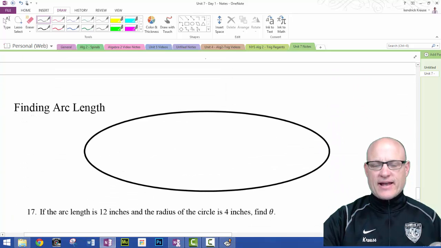And finally, at the end of this video, we'll talk about arc length. That's just the distance on the circle. It's not that complicated.